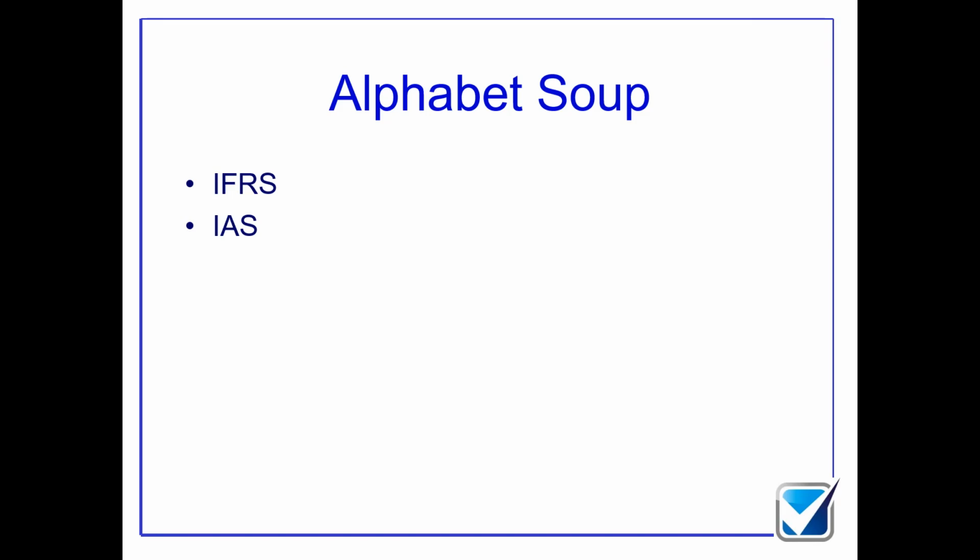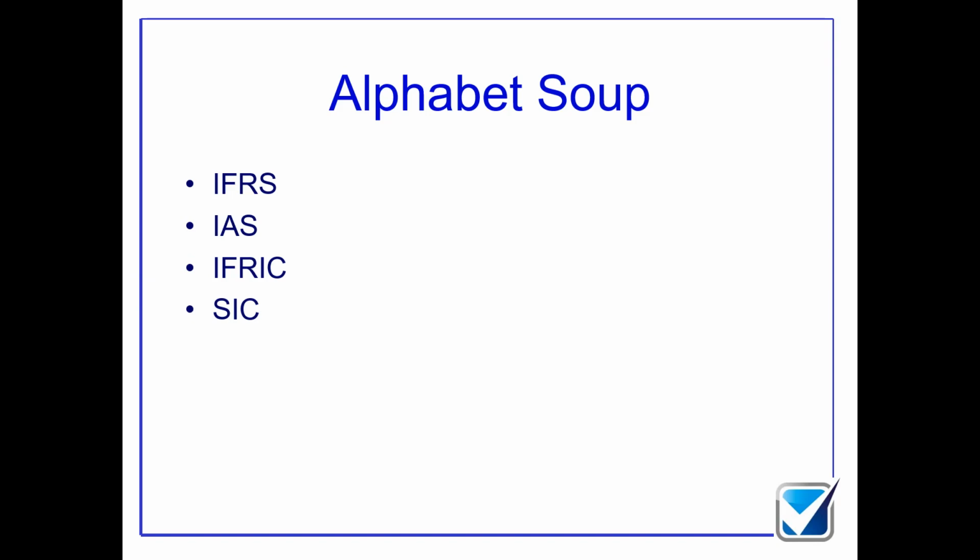IAS is an international accounting standard. They are the older international standards. Some of the IASs are still in effect because they haven't been replaced yet, but the IFRSs are replacing IASs over time. We're just taking a bit more time about it. So IFRS is International Financial Reporting Standard. IAS is International Accounting Standard. Slightly different.